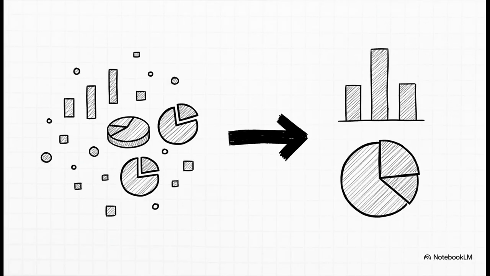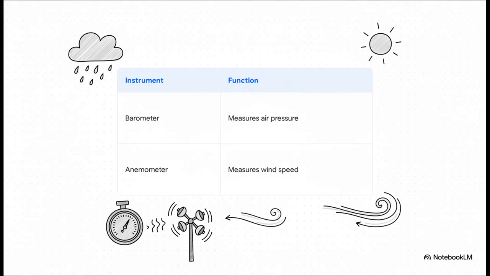So what do you do when you have a whole bunch of different facts and data points? Well, that's where our final big tool comes in, the chart. A chart's job is to bring order to the chaos and make complicated data super easy to compare and digest. For instance, remember those weather instruments we saw in the photos? Instead of burying the information in a long paragraph, a chart just lays it out. Barometer measures air pressure. Anemometer measures wind speed. It's clean, it's efficient, and it makes that information so easy to find and remember.